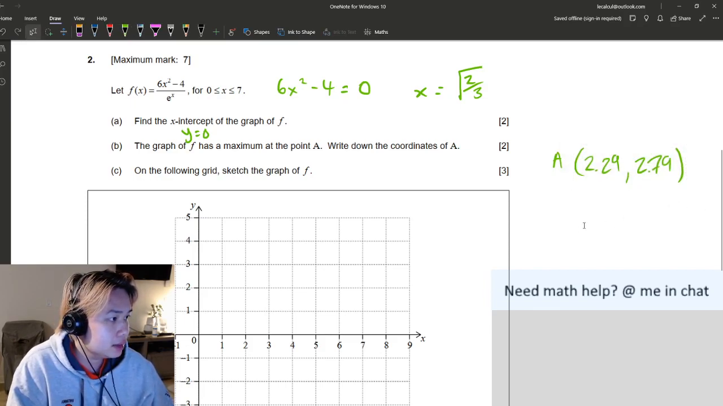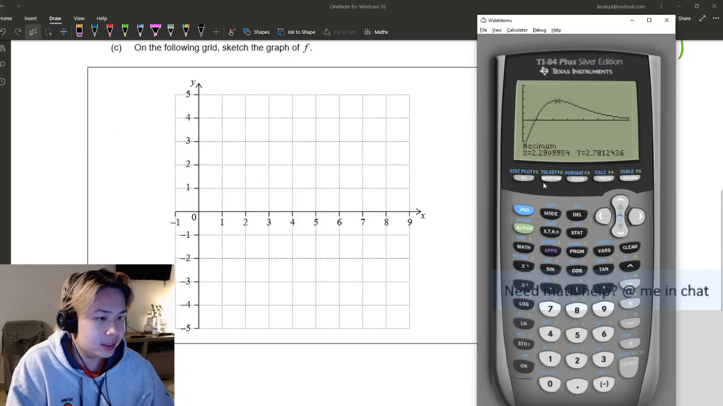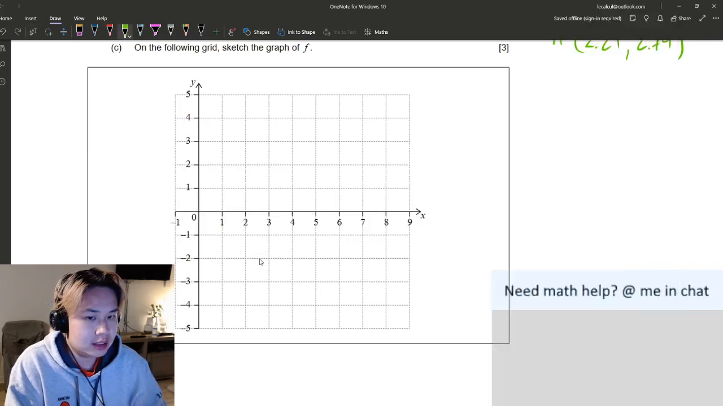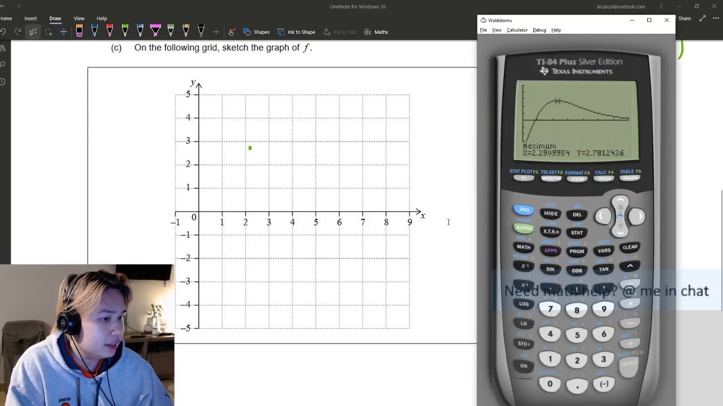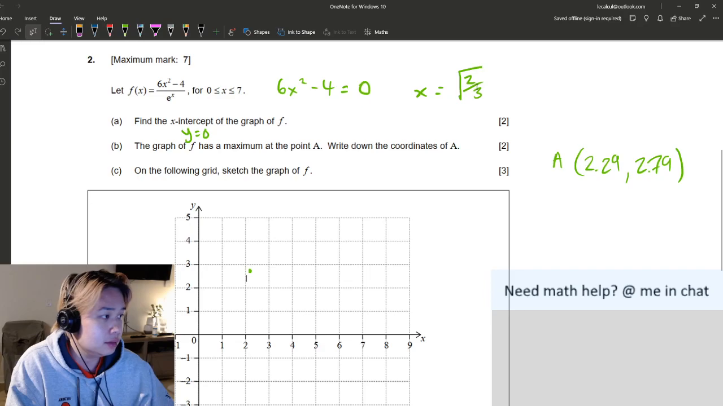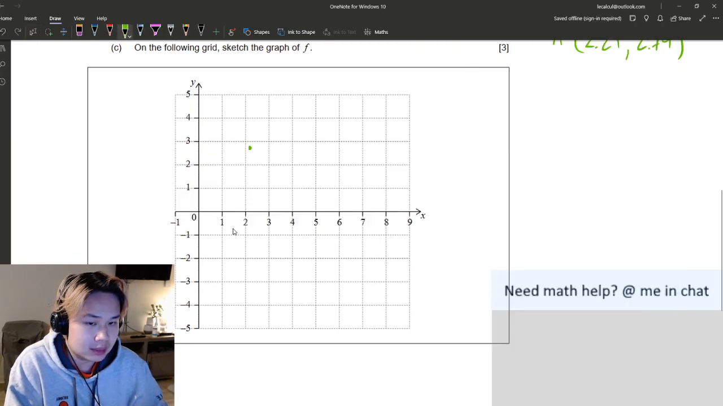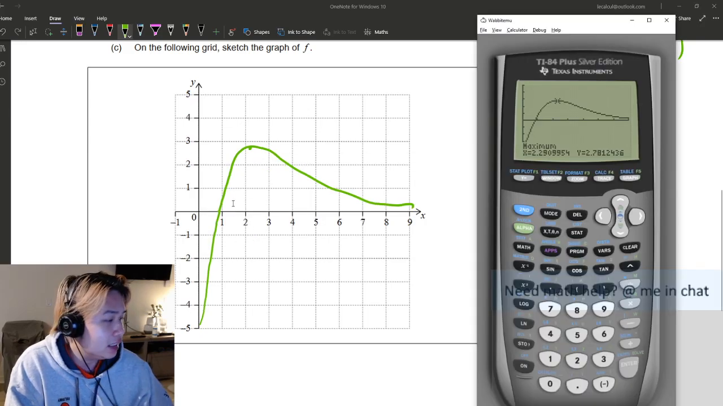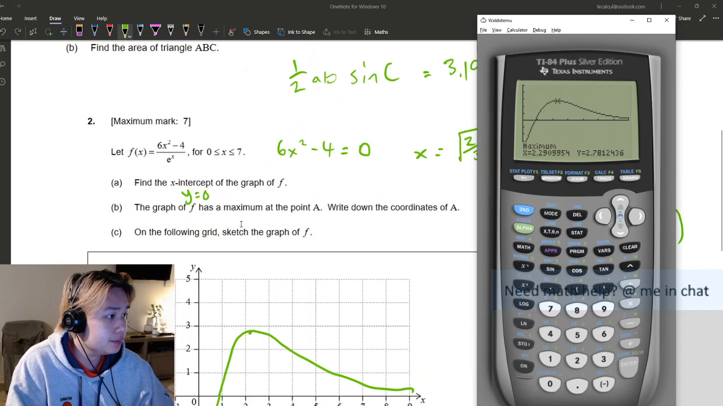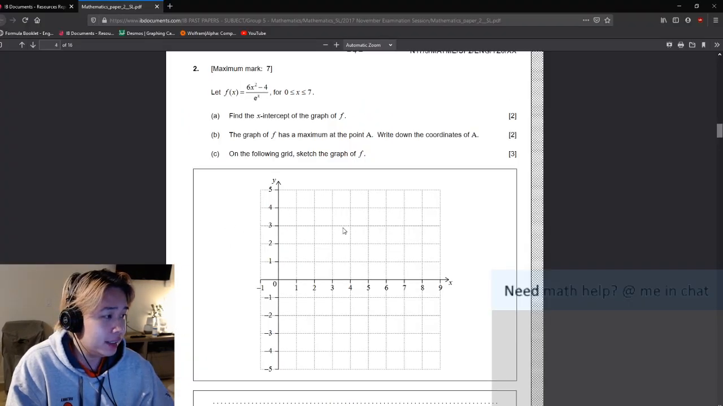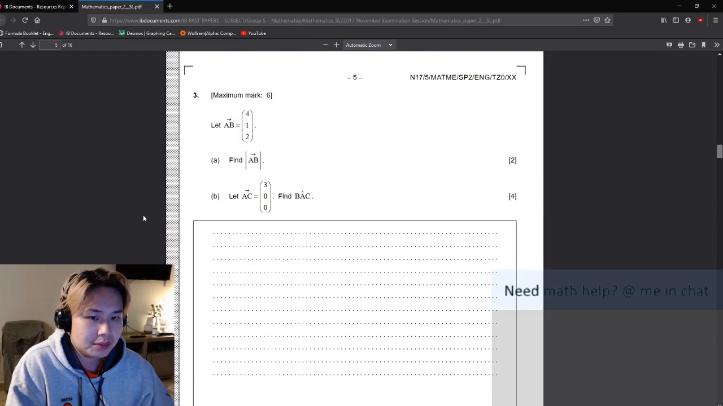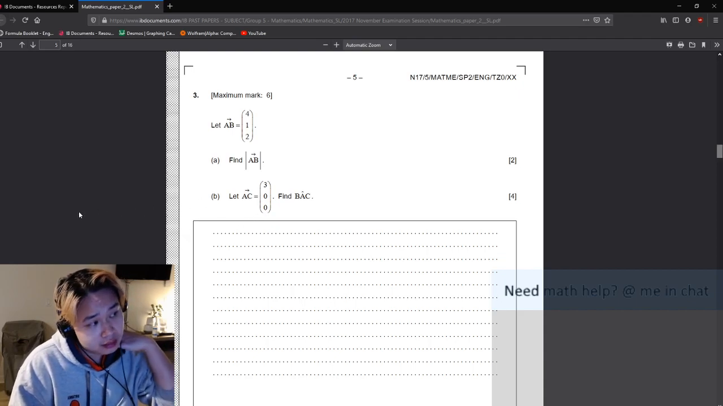So A has these coordinates. And then on the following grid, sketch this graph. Well, you just copy this. So at 2.29, we have 2.78. So something like here. We have an x-intercept at root 2 over 3, which is apparently close to 1. And good enough. I don't know why they ask sketching questions on a GDC, because what's the point? You just kind of copy it from the graph, right? The graphing calculator.